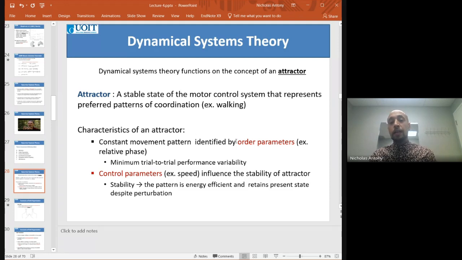And then they said that the things that we modify for a given situation are the control parameters. So if we're talking about walking, we can walk at different speeds. Speed would be a control parameter. The gait cycle that we walk with is an order parameter.